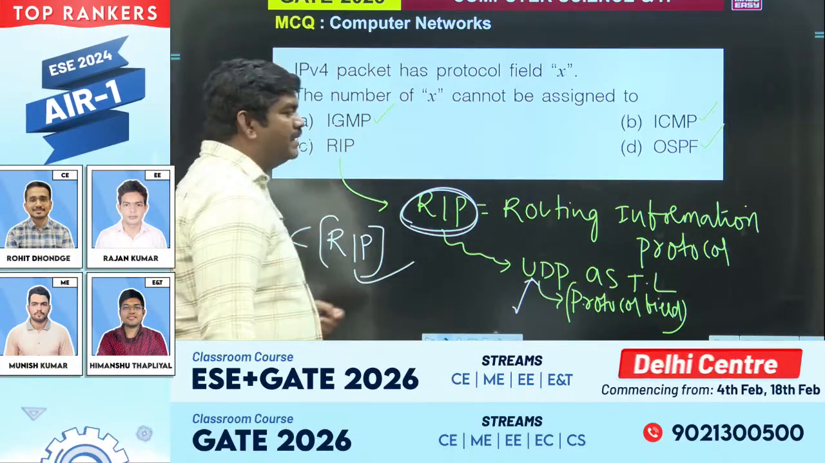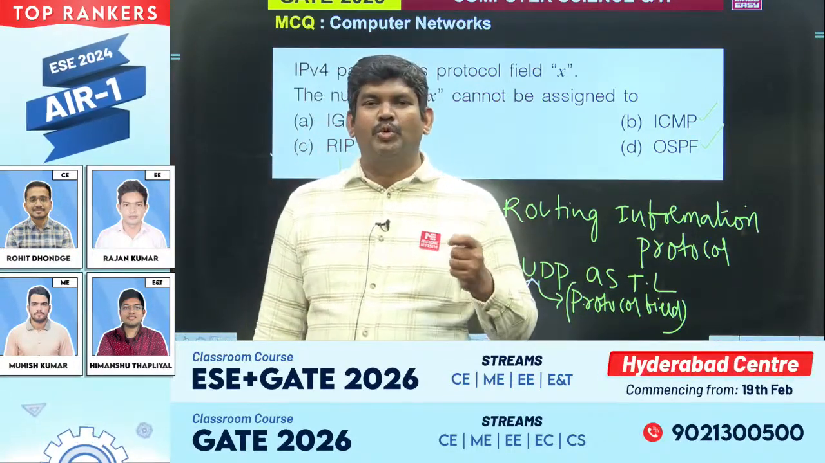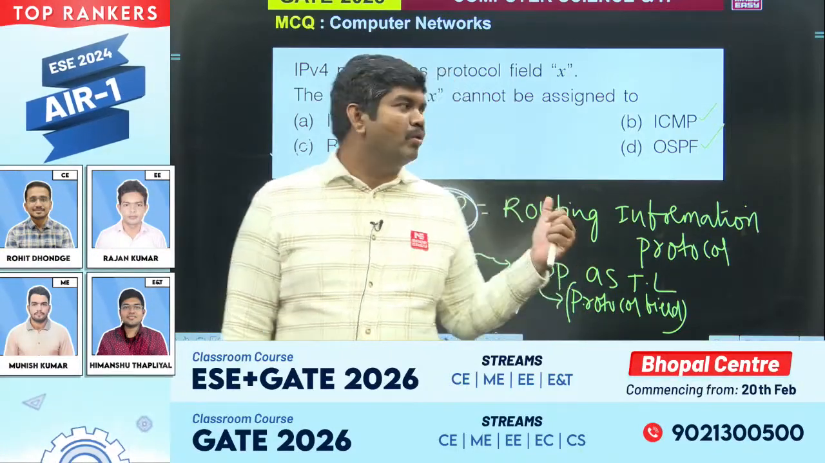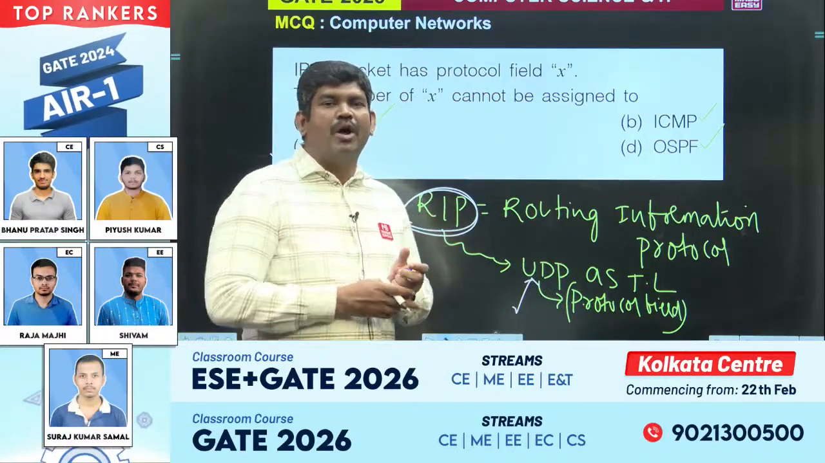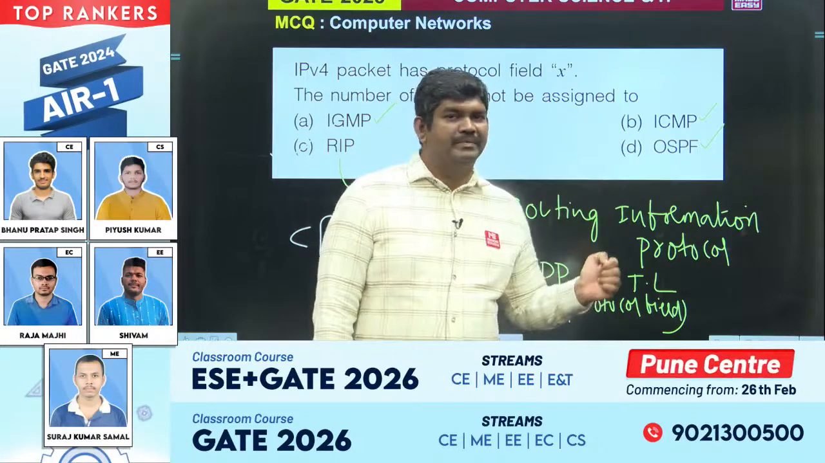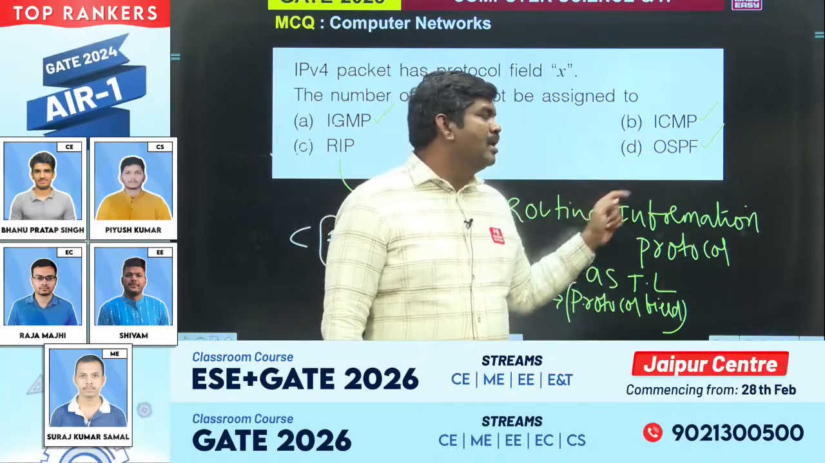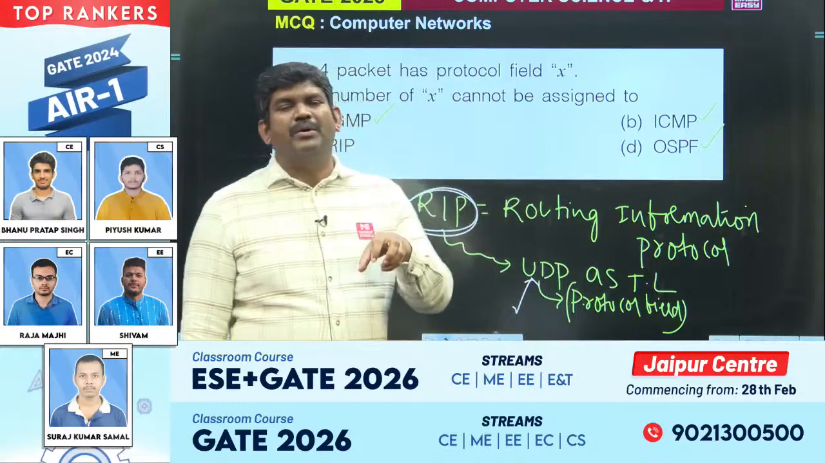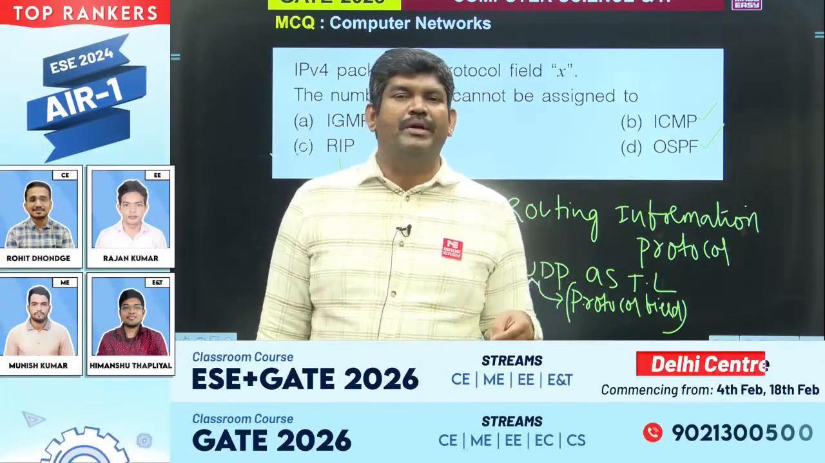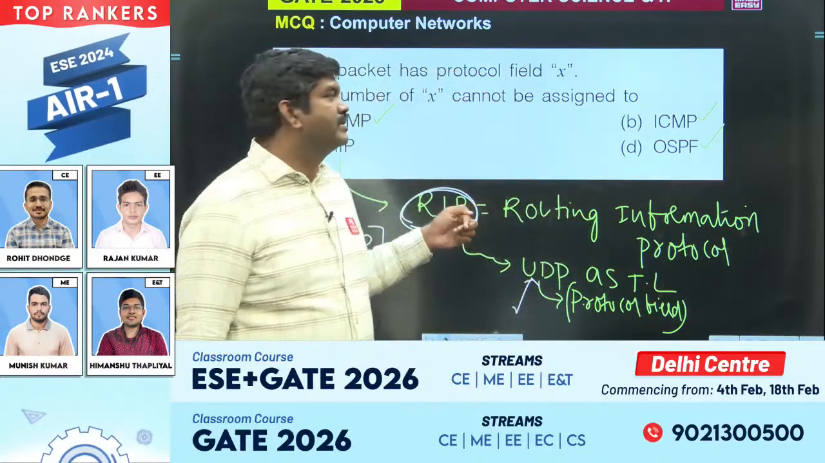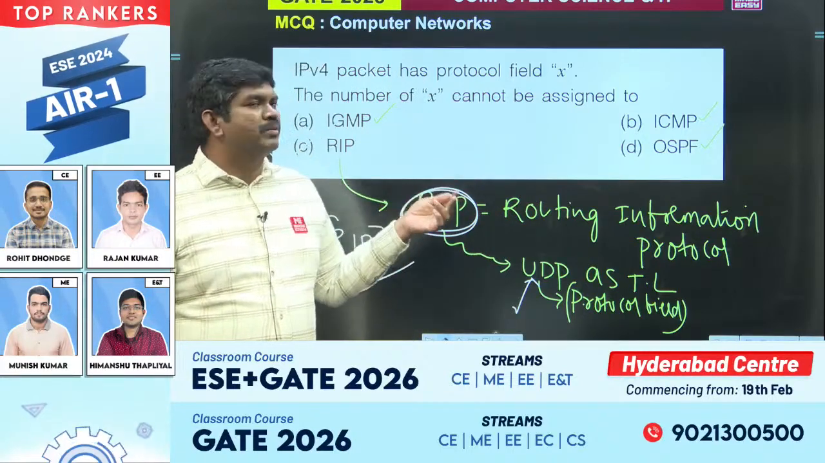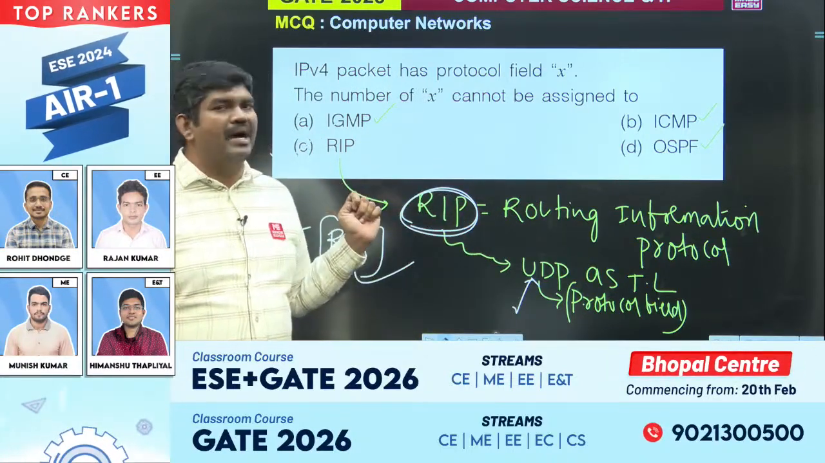Sir, what is this ICMP protocol? If you ask me, it is the internet group management protocol, where if you want to send to a group of routers, then you can go for this ICMP. When the packets are dropped, if you want to inform back to the source at the network layer, you can go for ICMP. This OSPF, open shortest path first, is a routing protocol within the autonomous system, where internally it is going to use a link state routing algorithm for routing the data packets. So, ICMP and OSPF are all going to use this protocol field value, but not this RIP.